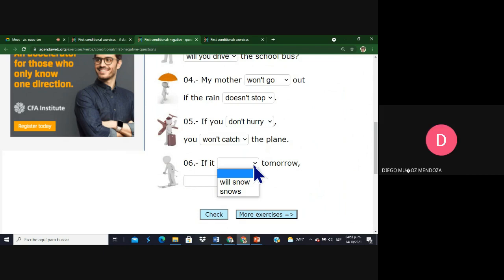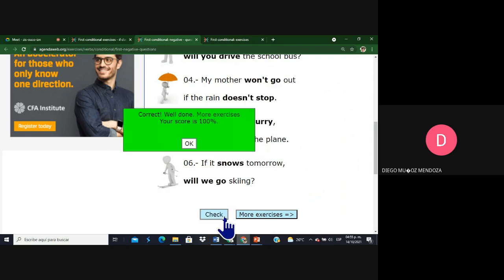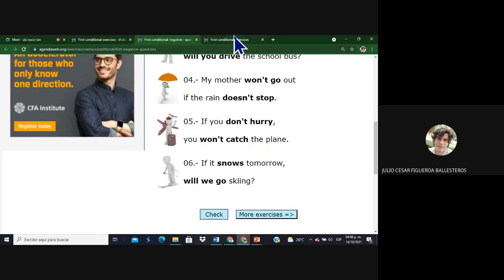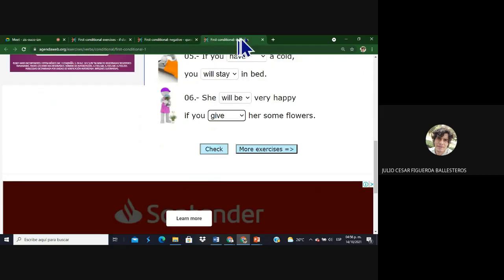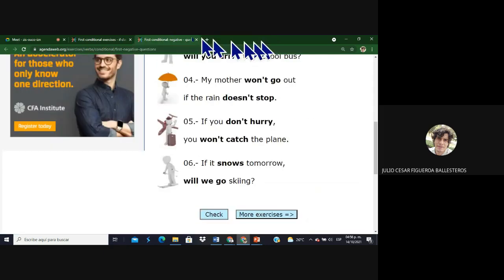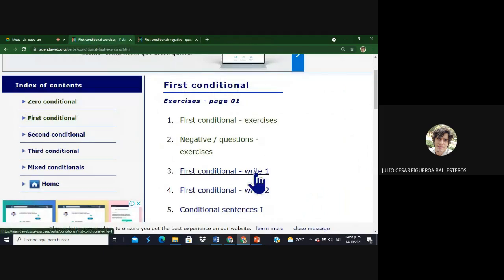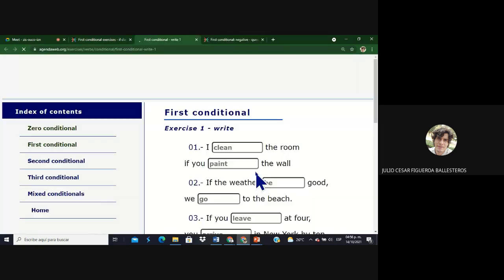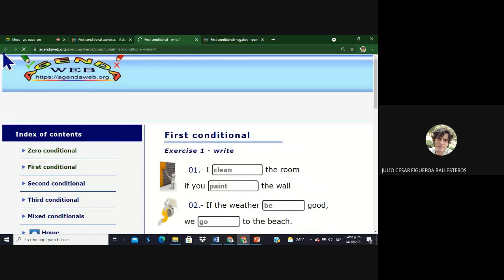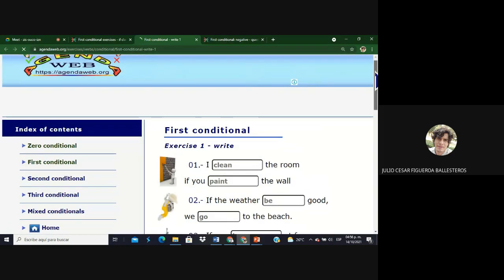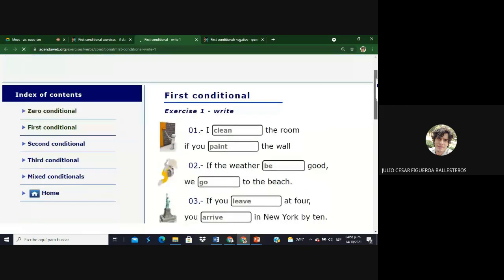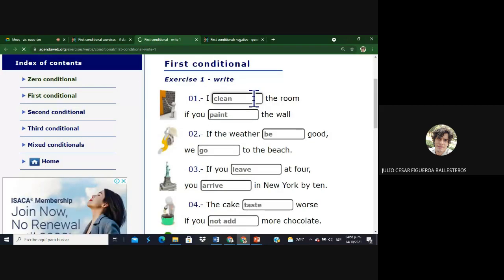If it snows tomorrow, we go skiing. Exactly. Perfect. We have everything correct. Another, and let's wait for Jesus, and we continue with the next one. First condition. Come on, let's keep on practicing, and after that, we continue with the second conditional. All right, Diego, come on, do it, because Jesus is absent for some minutes.